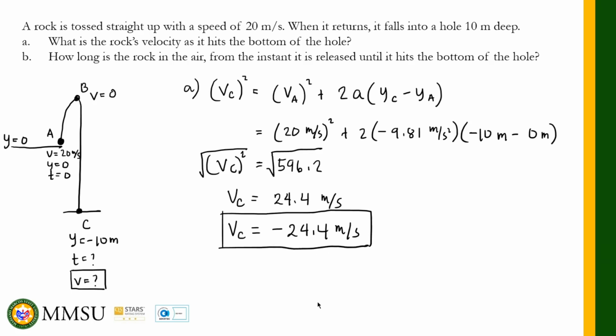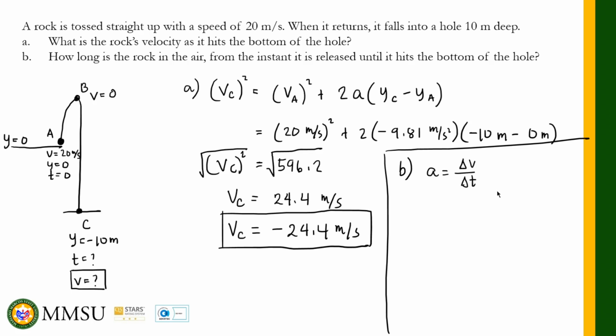Now for letter B: how long is the rock in the air from the instant it is released until it hits the bottom of the hole? Now we are solving for time. We already know the velocity at A and the velocity at C, and we know the acceleration. So we can use the formula for acceleration to solve for the change in time. The time is just equal to the change in velocity over the acceleration.